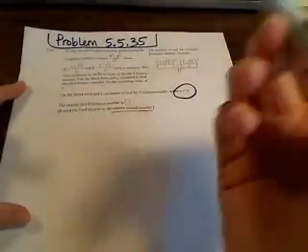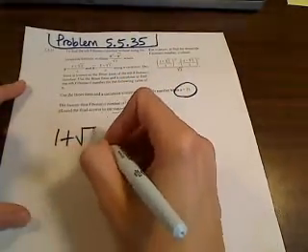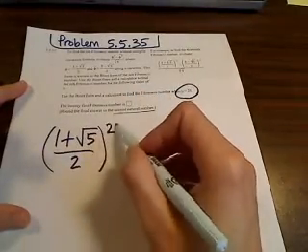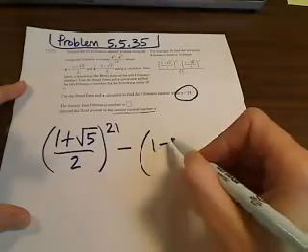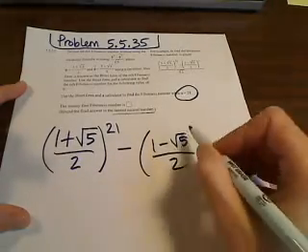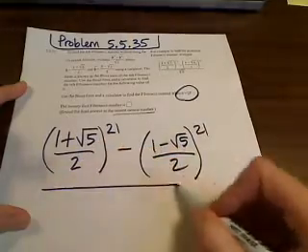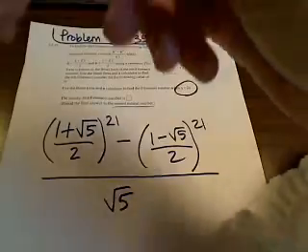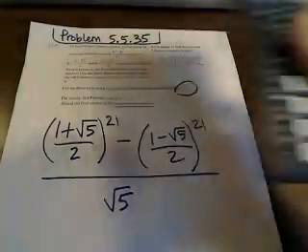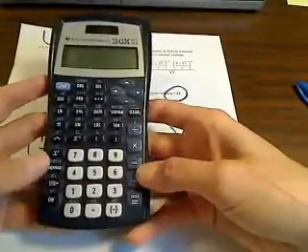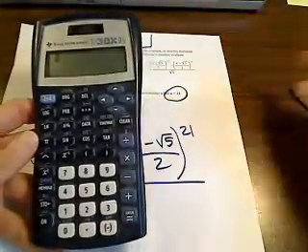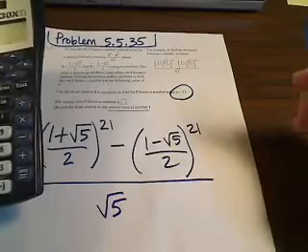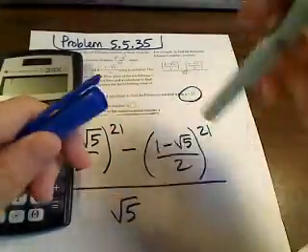Okay, so when n is 21, what we're looking at evaluating is 1 plus the square root of 5 over 2 to the 21st minus 1 minus the square root of 5 over 2 to the 21st, and then take all of that and divide by the square root of 5. And really, this is just a calculator problem. I'm just going to show you what I'm going to do on my calculator, and you'll probably have a different calculator, so I'll do it generic enough that no matter what calculator you're working on, you can hopefully follow along.